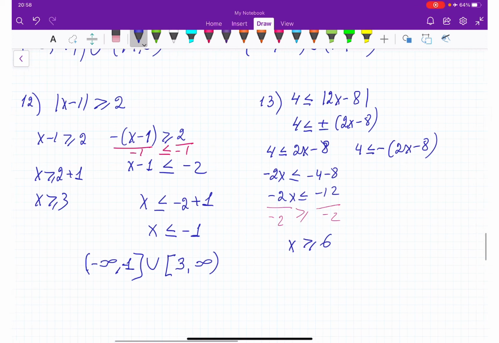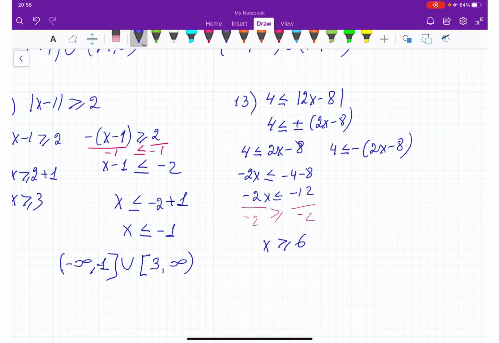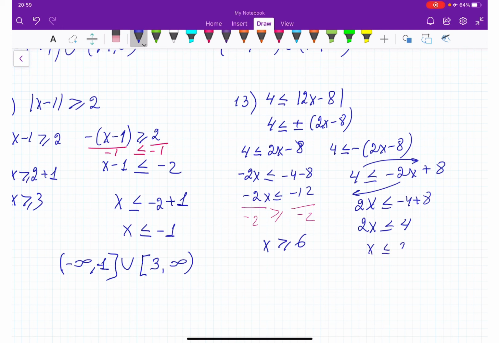Okay, and now on this case we put negative, the 4 is less equal negative 2x minus 8. That will be 4 less equal negative 2x plus 8, right? Okay, let's move negative 2x on this side. It's going to be positive 2x less equal. Moving 4 on this side, it's going to be negative 4 plus 8. So 2x is less equal 4. X is less equal 2.